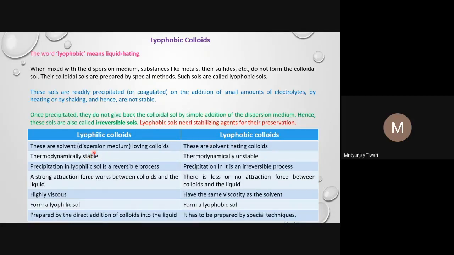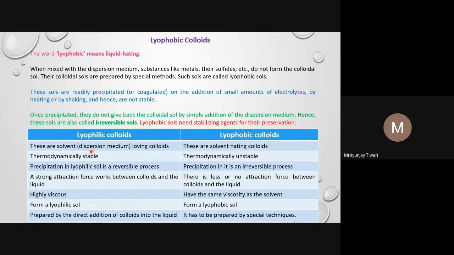Properties, just to compare. The lyophilic sols are solvent or dispersion medium loving colloids. But the lyophobic colloids are dispersion medium hating colloids. Lyophilic colloids are thermodynamically stable. Lyophobic colloids are thermodynamically not stable.